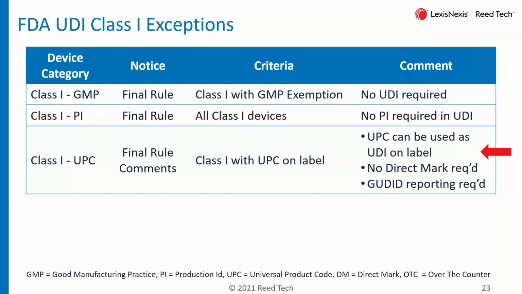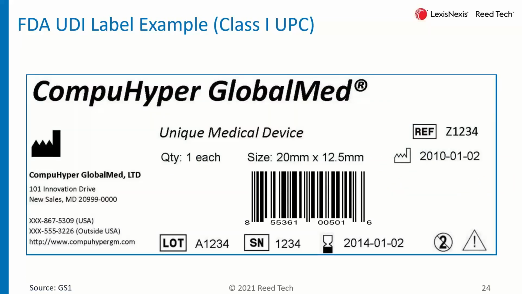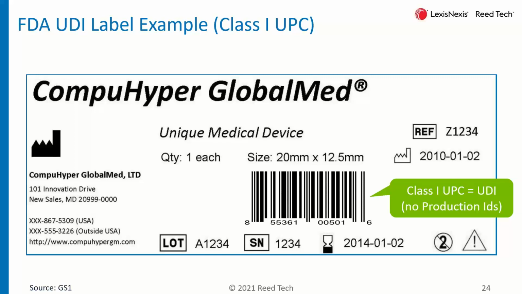The third device category we're talking about is the Class I UPC. Here we have the UPC can be used as the UDI on the label. No direct mark is required, but GUDID reporting is required. So this looks very different than the label that Gary was presenting, much simpler as you can see. He showed a label with UDI. This shows UPC can be used as the full UDI on the label. Again, no production identifier is required.